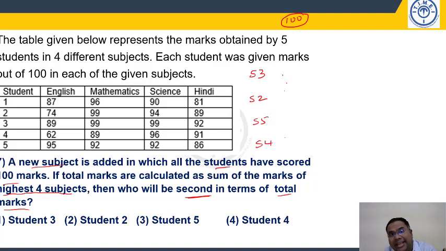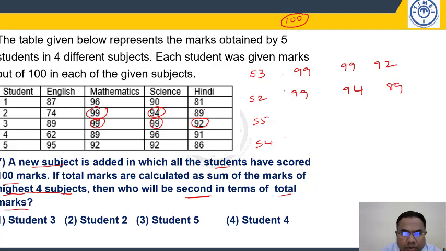So you take the next highest 3. I have to calculate highest 4 subjects. The first subject, the highest marks is 100 for all the students. So ignore that. Remaining highest 3 we have to take. Student 3, what are the highest 3? 99, 99, 92. Student 2, 99, 94, don't add, don't waste your time, 89. Similarly, student 5, 92, 95, 92. Then student 4, 96, 91, I'm taking the next highest 3 subjects, 89.